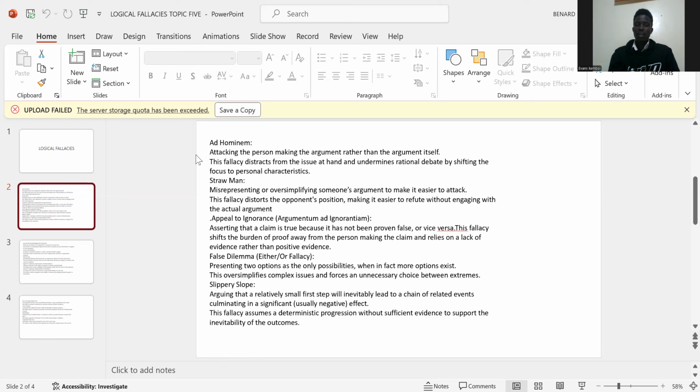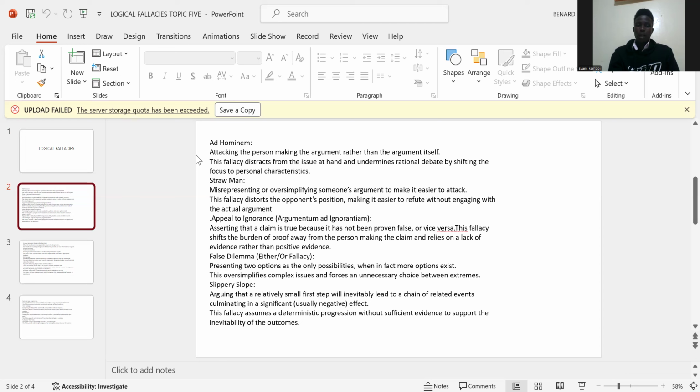False dilemma, the either-or fallacy: presenting two options as the only possibilities when in fact more options exist. This oversimplifies complex issues and forces an unnecessary choice between extremes.